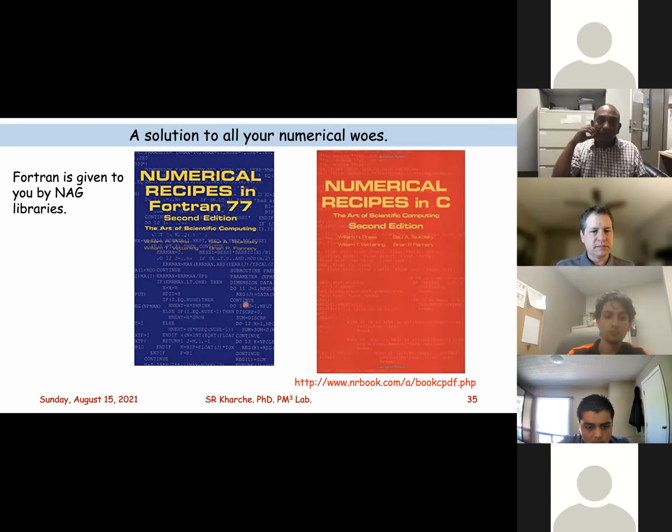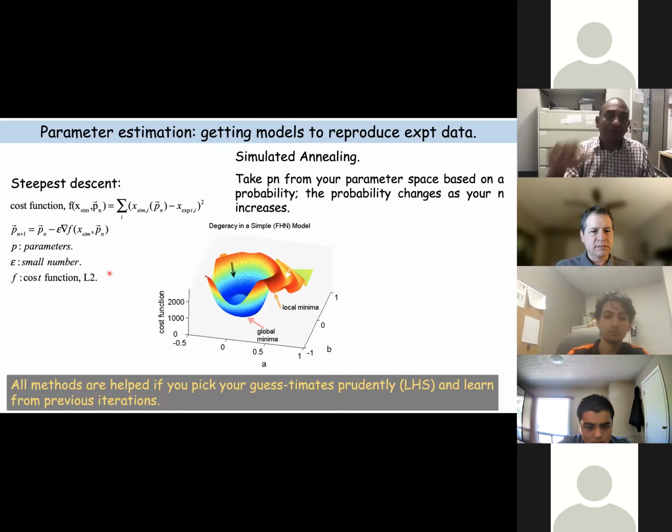Numerical Recipes in Fortran was developed by the Numerical Algorithms Group, who have recently moved from Edinburgh to Oxford. So the blue book is made by the NAG libraries. But fine, that is a very strong suggestion.